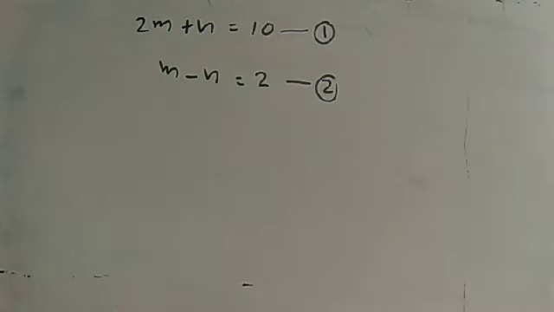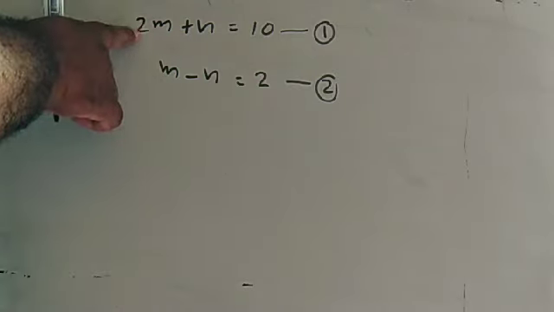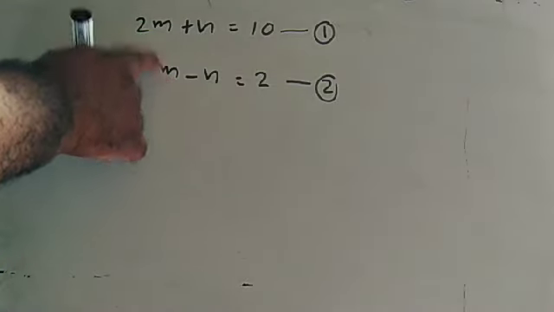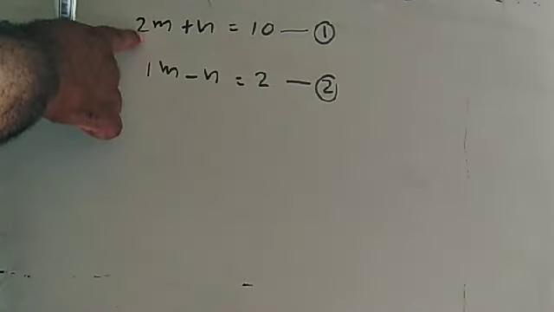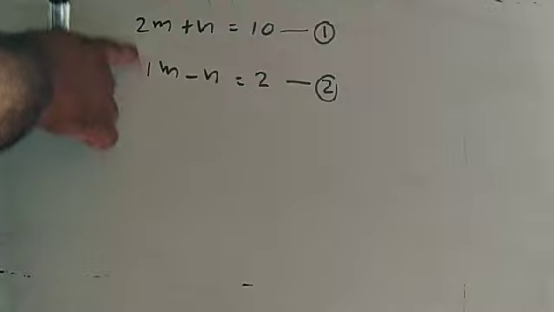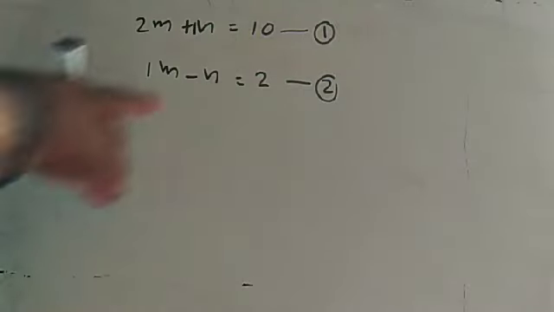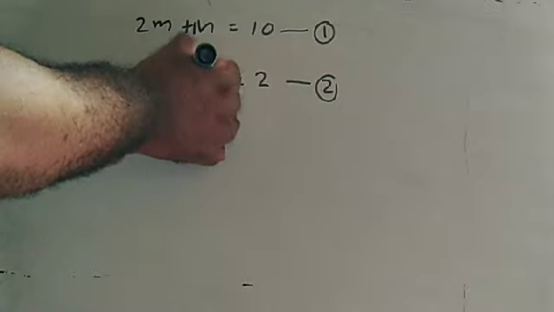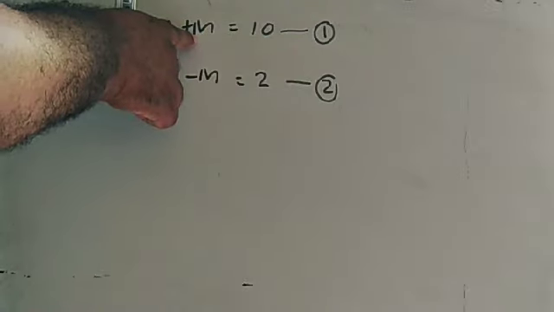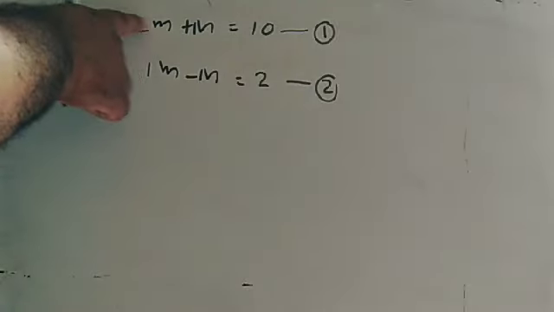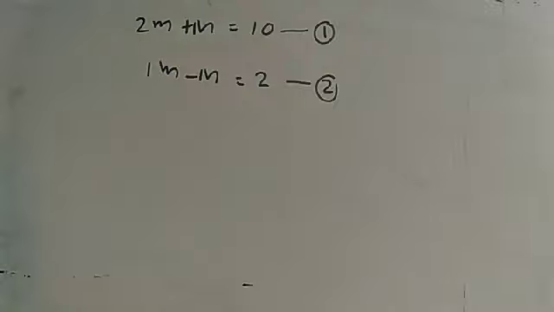Then I told you earlier, the coefficient of m is 2 in the first equation and the coefficient of m is 1 in the second. Here the coefficients of m are unequal. The coefficient of n is 1. They have not given it, but you should know it is 1. The coefficient of n is 1 and 1. Right. Then the coefficients are equal.